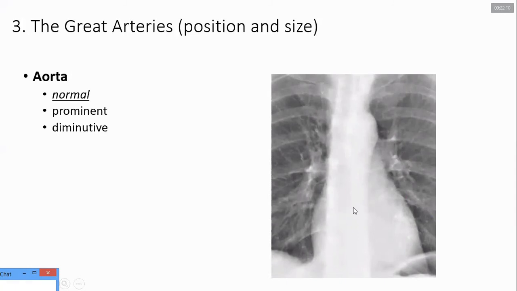Now, great vessels, positions and size. We have already discussed the relative position of the great chambers and the great vessels. Now we'll be discussing the relative size and position of the great vessels. First, the aorta. The aorta arises from the left ventricle and goes arcing over the midline, forming the arch and the aortic knuckle. This is the normal size of the aorta and aortic knuckle.